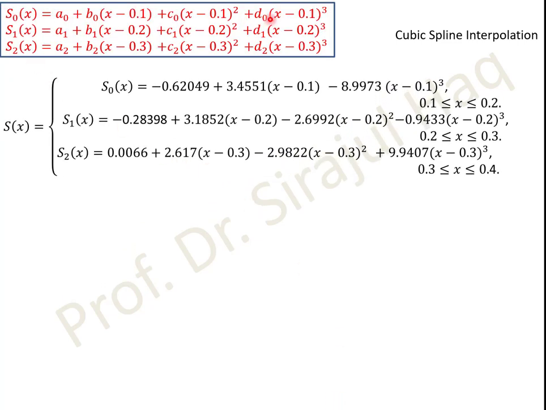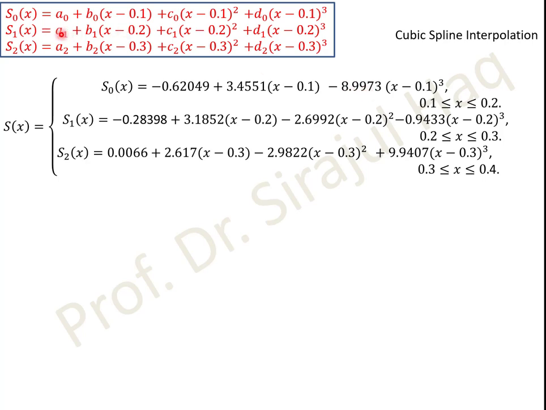These were the splines, S0, S1, S2. This spline was defined between 0.1 and 0.2. This spline was defined between 0.2 and 0.3. And this spline was defined between 0.3 and 0.4. So just substitute the values of A0, B0, C0, D0 over here. You are getting these values. You can see this is the value of A0, this is the value of B0, C0 was equal to 0, and this is the value of D0.